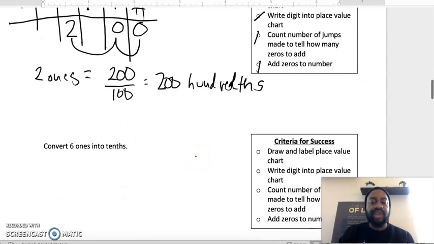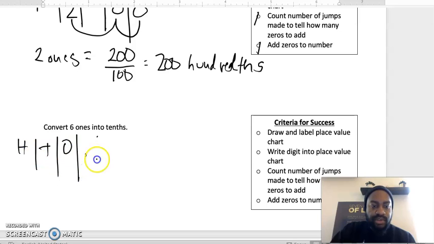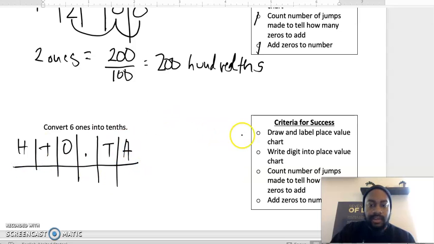I'm going to use the same strategy for the next question. It says 6 ones into tenths. What do I do first? Draw my place value chart. Hundreds, tens, ones, decimal point, tenths, hundredths. Cross it out. Write the place value. It says 6 ones. I write that inside. Cross it out. What am I jumping to?